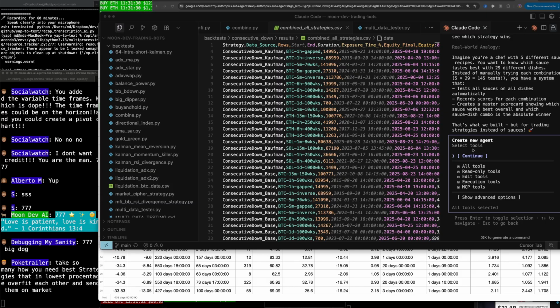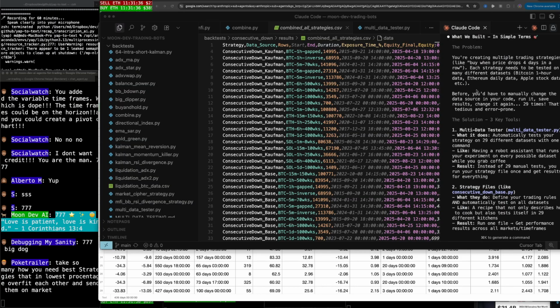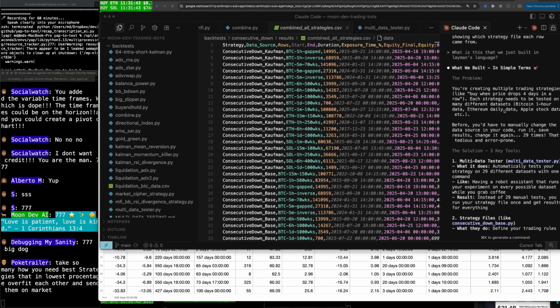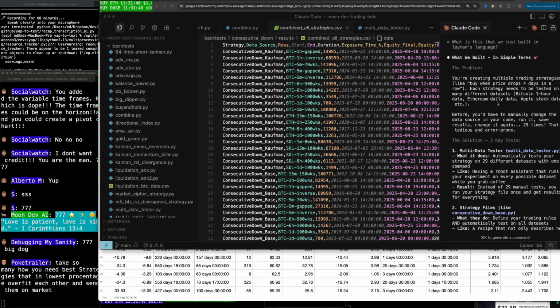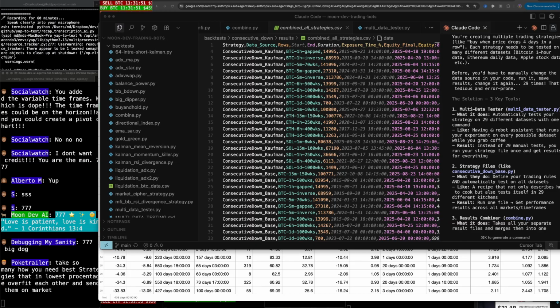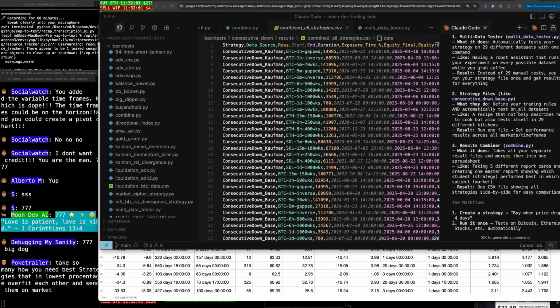All right, so create new agent here. Let's see what she said. You're creating multiple trading strategies. Each strategy builds to be tested on many different data sets. We've got the multi-data tester, good. What it does, automatically tests your data against 29 data sets, great. Having a robot assistant that runs your experiment on every possible data set while you grab coffee, great. Instead of 29 manual tests, you run your strategy file once and get results for everything.